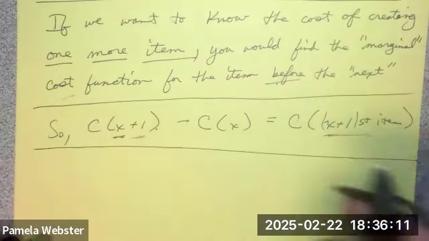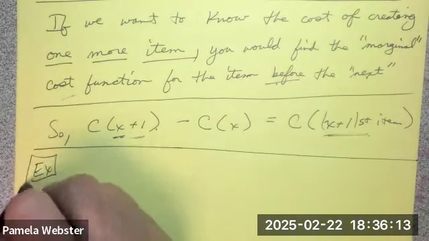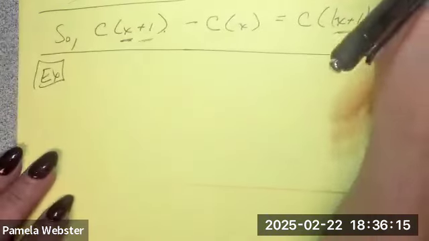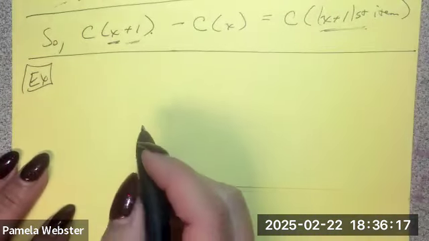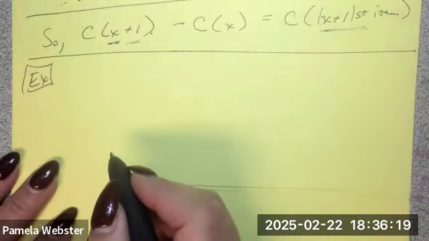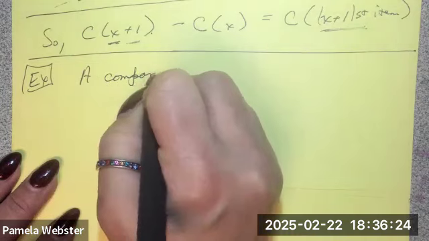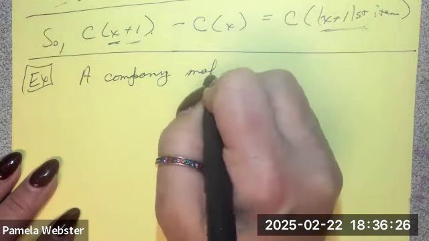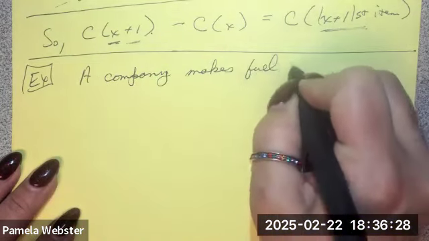Here's an example. I know it's kind of hard sometimes whenever we're doing generic. It helps to get an actual concrete number in here. So this says a company makes fuel tanks for cars.